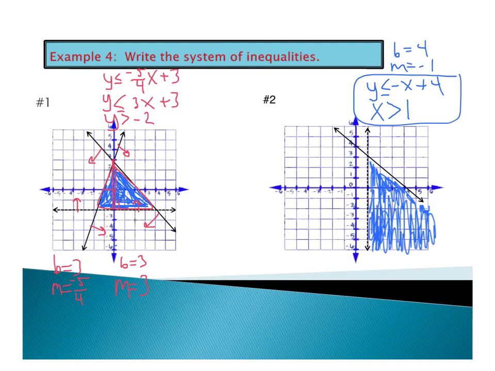Wonderful. So we need to be able to go both ways, given the graphs with the shading, and also given the systems, we need to graph them with the shading.